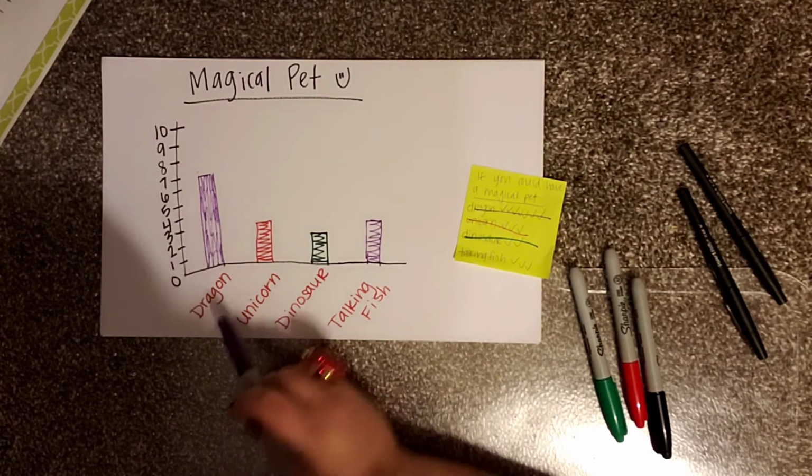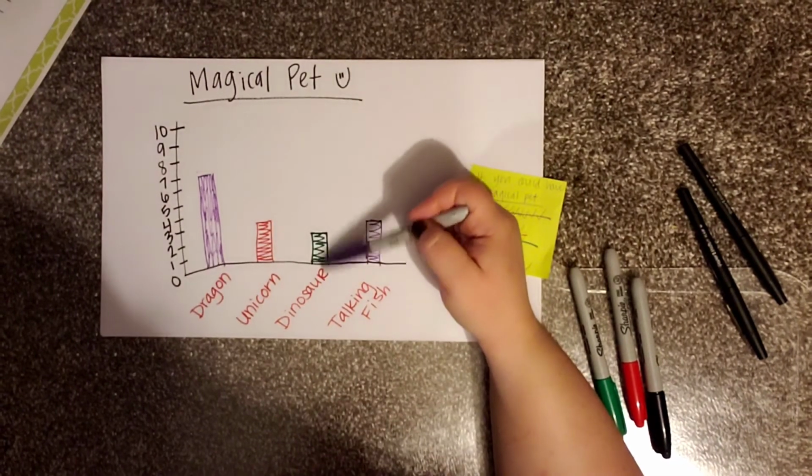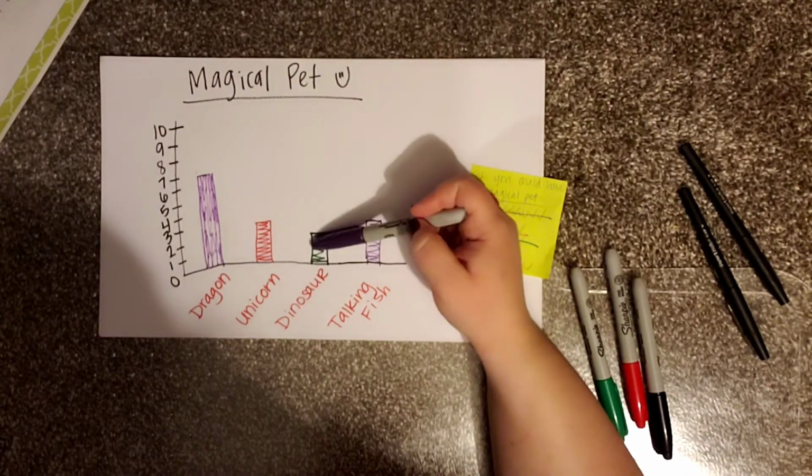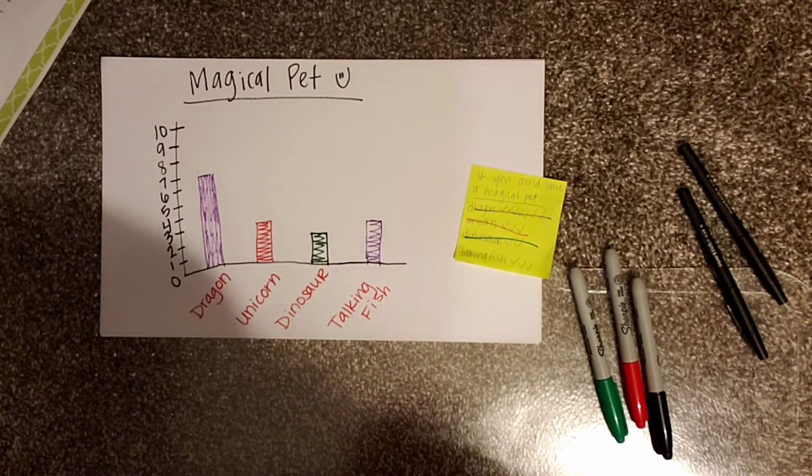You can easily see, hey, look, unicorn and talking fish, they're both 3. They're the same. The shortest one, or the smallest amount here, would be dinosaur. It has the least. The most would be dragon. You could do a lot of compare and contrast.